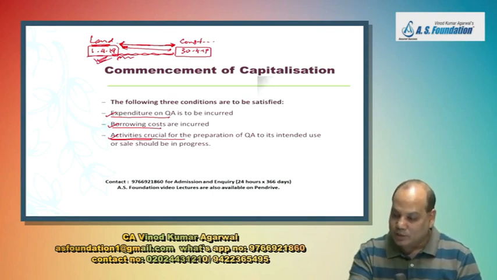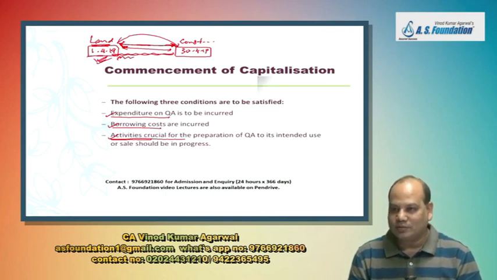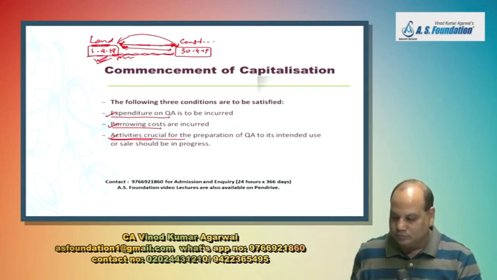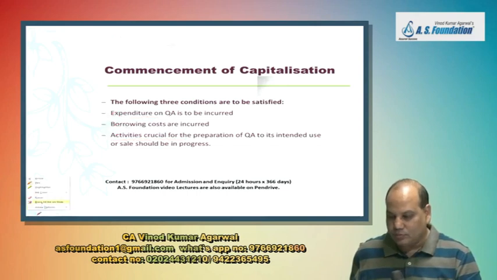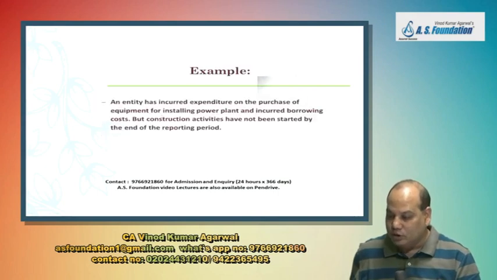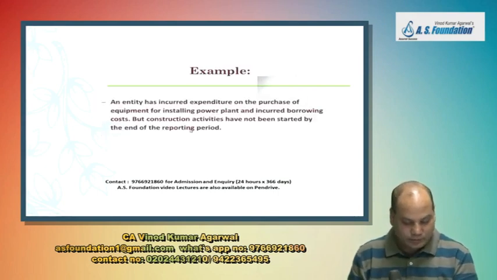But if nothing has been done between these two dates, zero activity, then interest of this 1 month period will be charged to profit and loss account. That was the assumption, because you have to assume that activity which is crucial for preparation of the qualifying asset for its intended use or sale should be in progress.